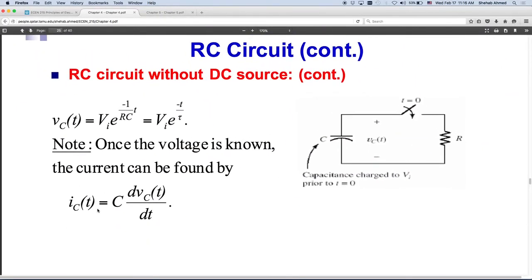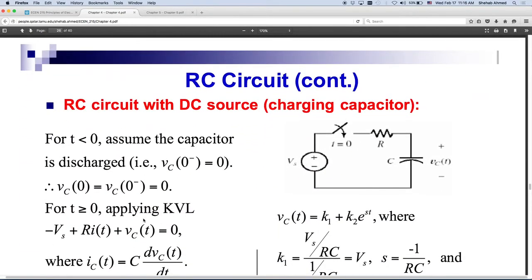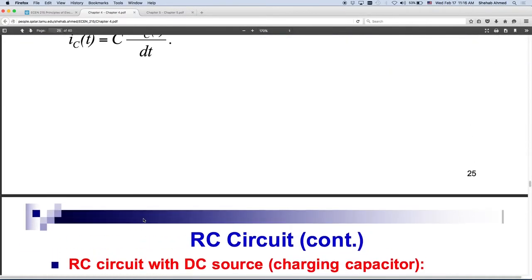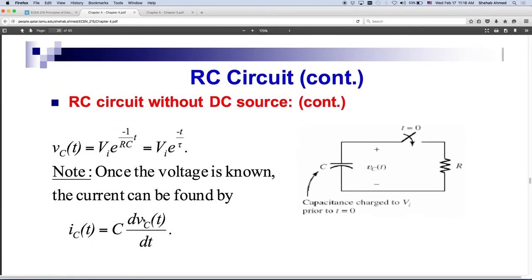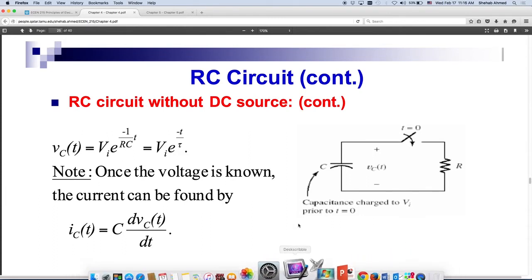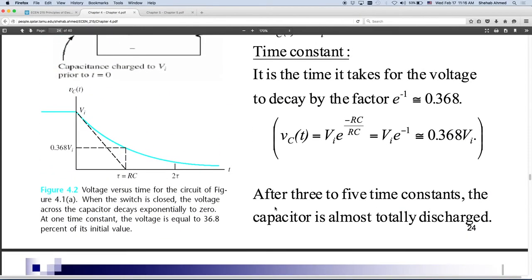And here they're telling you that to find current, since you have voltage, IC is equal to C dVc by dt. You do the differentiation of the voltage like you were doing in problems 3.14 and 3.16, right? Can somebody tell me what the current will look like? So this is the voltage. Current will look like what?